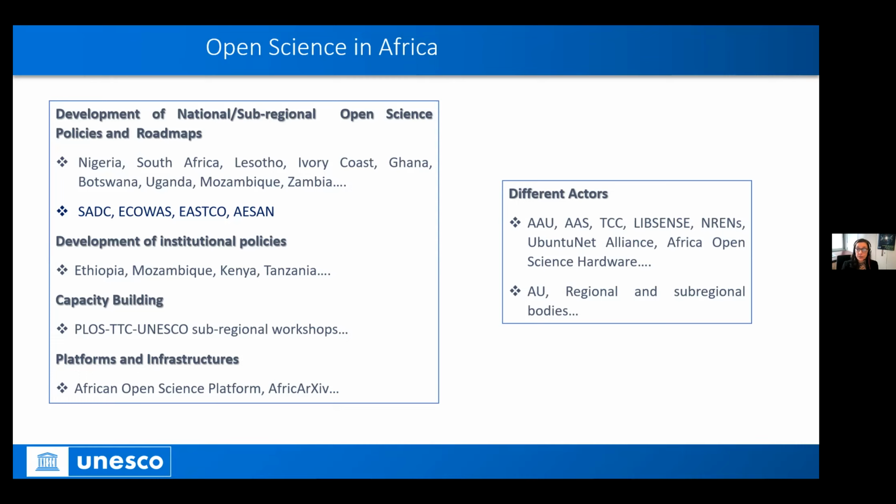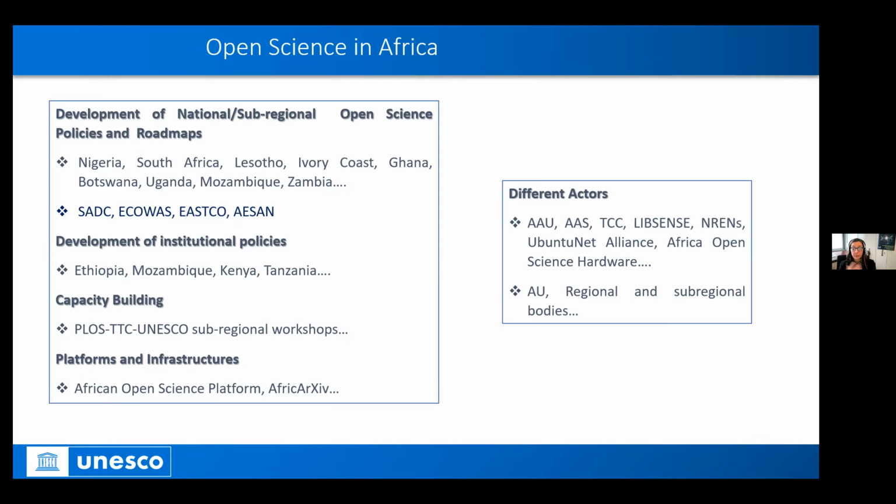We also have institutional policies that are being developed at different universities or research institutions. But I feel there is a little bit of a lack of coordination among these different initiatives, and we'll try to see what would be a better way maybe to coordinate the different open science initiatives at the policy level, particularly in Africa.